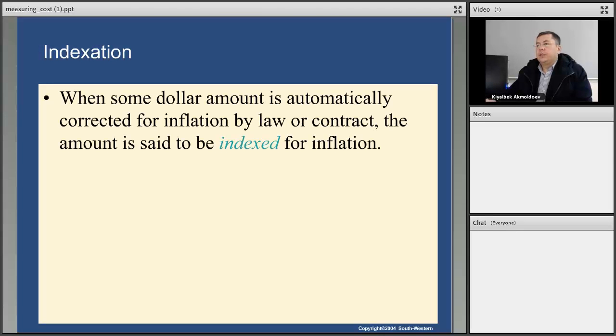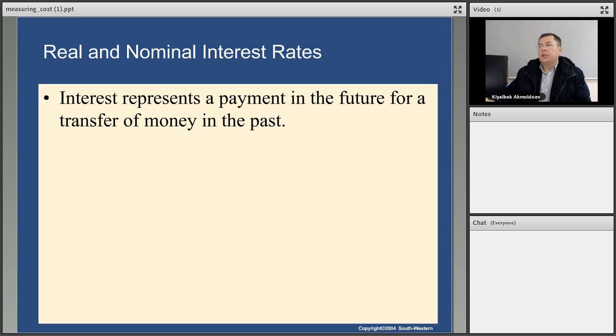For indexation, when some dollar amount is automatically corrected for inflation by a law or a contract, the amount is said to be indexed for inflation.